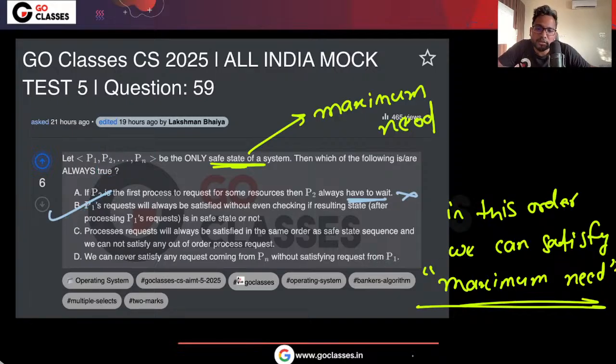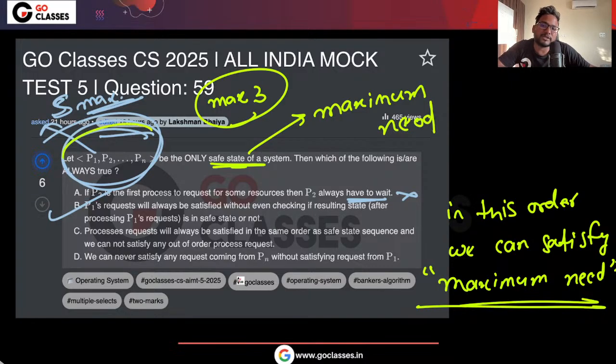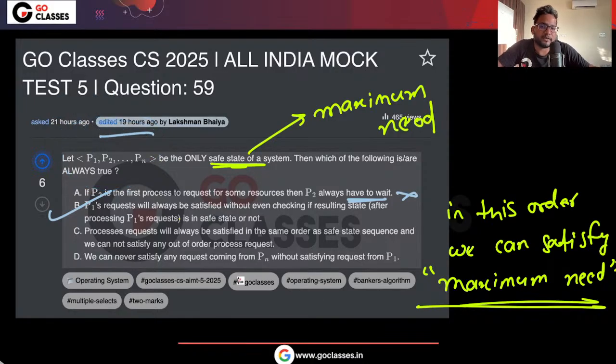If it is not asking for maximum, that is fine. But yes, the resulting safe sequence will be the same. Why? Because earlier, let's suppose P1 is asking for 5 resources, and this is the maximum need. Now let's suppose 2 are already satisfied, and the maximum future need is just 3. Then also this is a safe sequence, right? So for P1 I can always satisfy without any checking, because even P1's maximum can be satisfied. So that's why B is the correct answer.